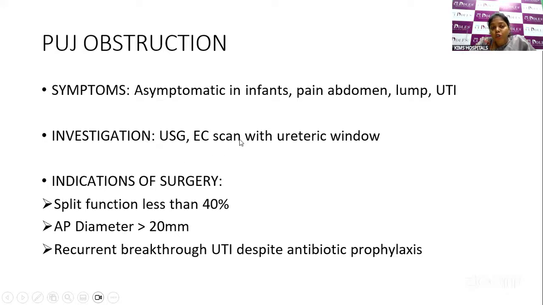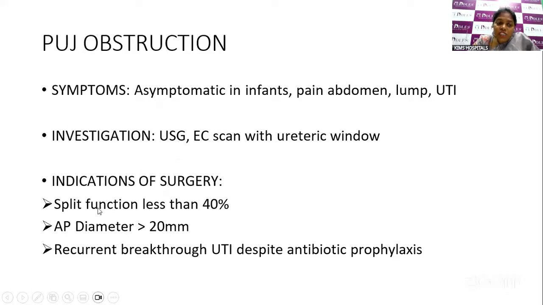So ideally, we have to do an EC renogram with a ureteric window to see the drainage and the pattern of the uptake. With the EC scan, we can see the uptake of the dye through the filters, which gives us an idea of how the nephrons are working, along with the drainage pattern, which will show an obstructive pathology or failure of drainage. The EC renogram is the diagnostic gold standard test, after which surgery is indicated if diagnosed.